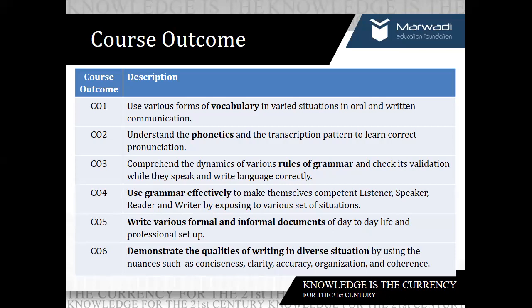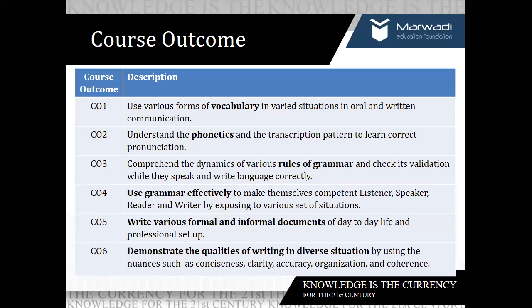Number 5 is to write various formal and informal documents of day-to-day life and professional setup. Fine. That means when you talk about applications, proposals, emails, that you should know. Course outcome number 6 stands for: demonstrate the qualities of writing in diverse situations by using the seven Cs, such as conciseness, clarity, accuracy, organization, and coherence.